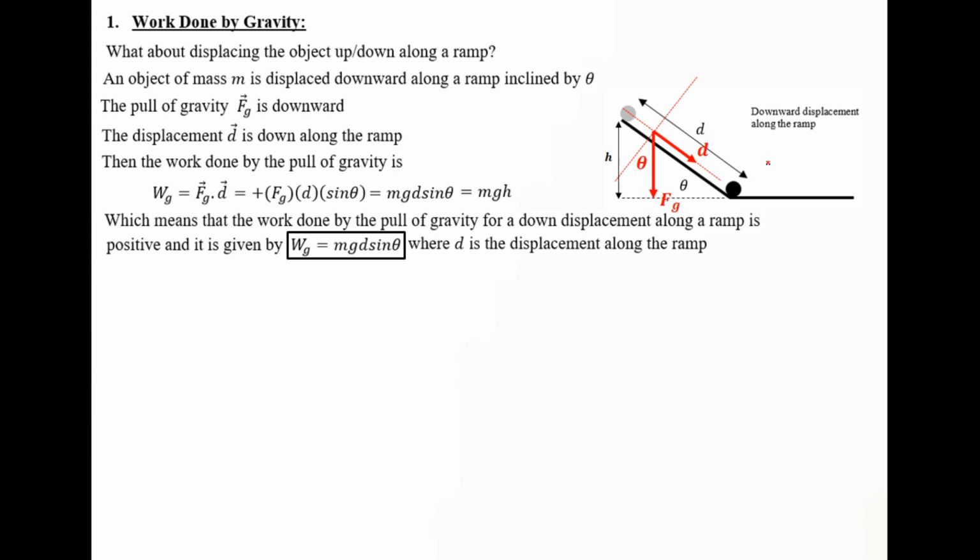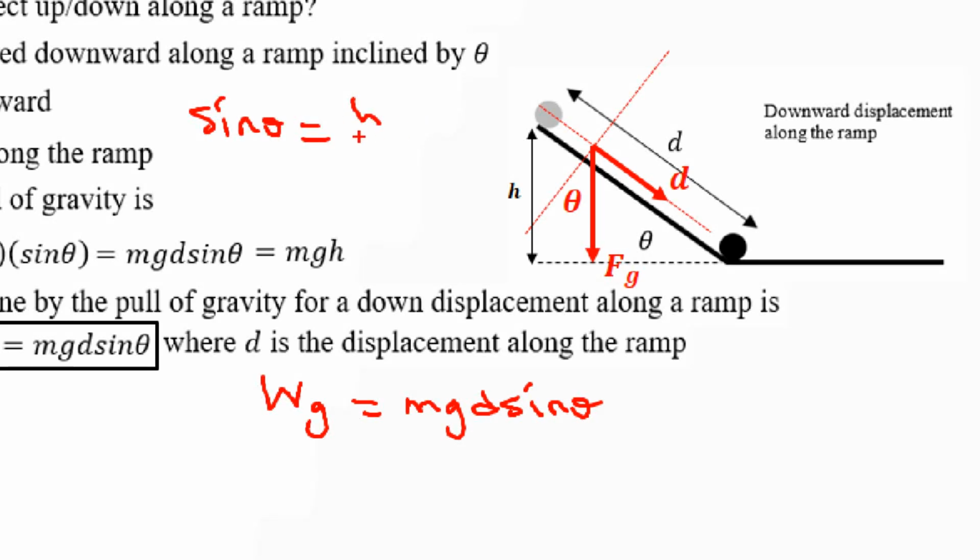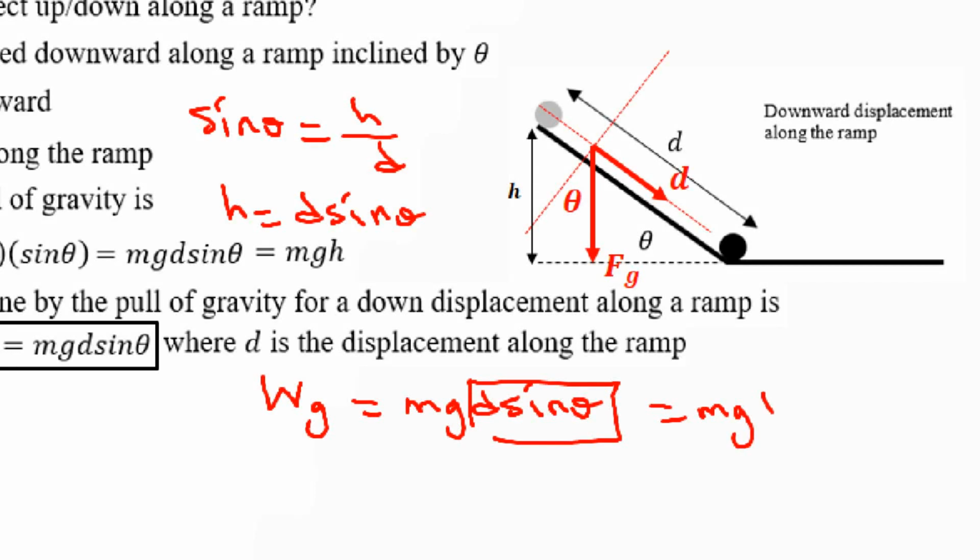Now this can also be expressed as mgh. We're saying that the work due to gravity downward is given by mgd sine theta, but from the trigonometry of the triangle formed here, sine theta would be the opposite, which is h, over the hypotenuse, which is d. Then h would be d sine theta, so this expression can be replaced here by mgh. Then the work done along the downward motion of a ramp can be written in two forms, either mgh, where h represents the vertical distance, or mgd sine theta, where d represents the displacement along the ramp.